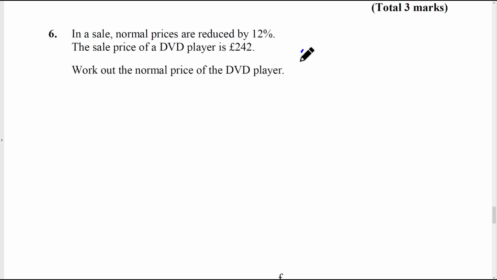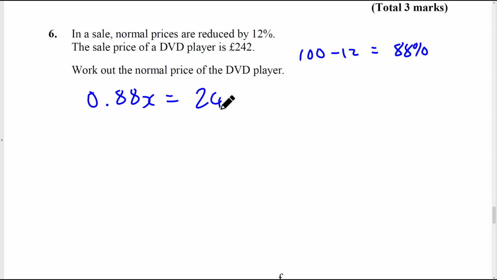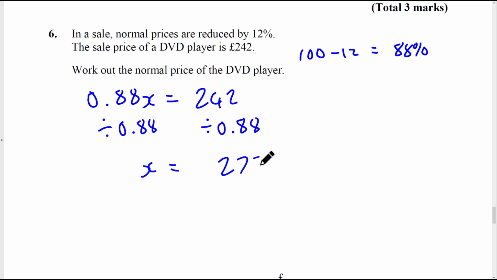So from the beginning, 100 minus 12 equals 88%, right? I know that as a decimal, that's 0.88. 0.88x equals 242. So I'm just going to divide by 0.88. Divide by 0.88. So x equals 275. Look how easy it is now.